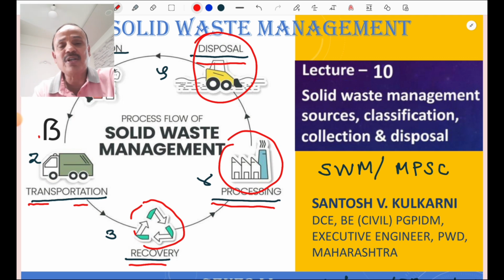This lecture is important for all degree and diploma level students, as well as it is very important for MPSC and other competitive type of examinations. So one must know the process flow of the solid waste management.